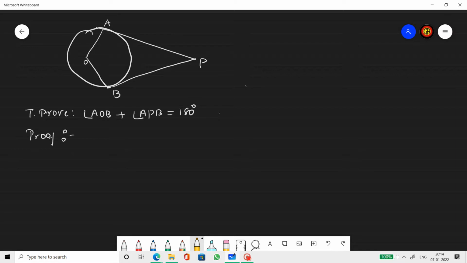Now, since OA is the radius, we know that the radius meets the tangent at 90 degrees. Again, OB is also perpendicular to AB. So angle OAP is 90 and angle OBP is also 90. Reason: radius is perpendicular to tangent.